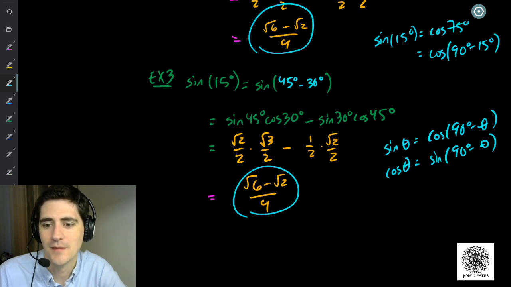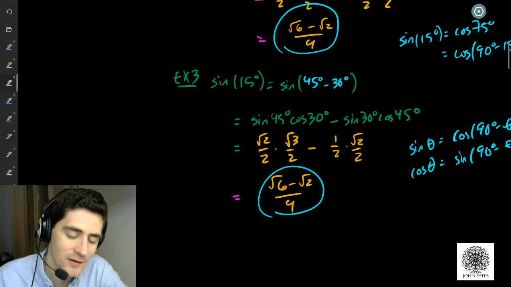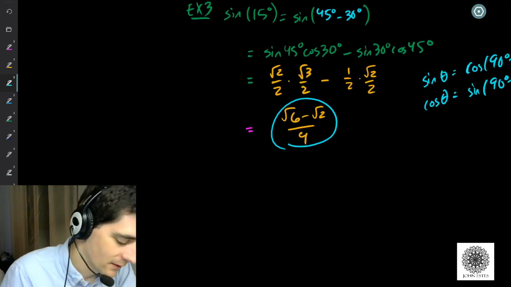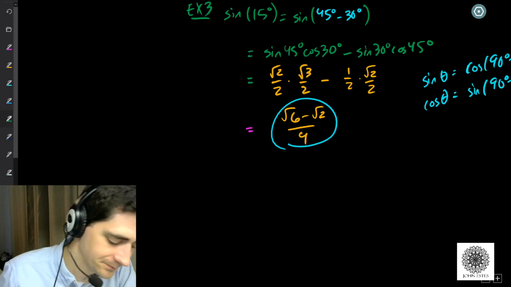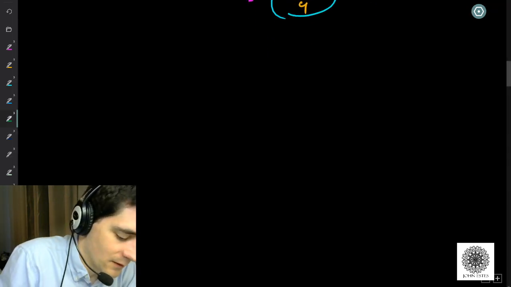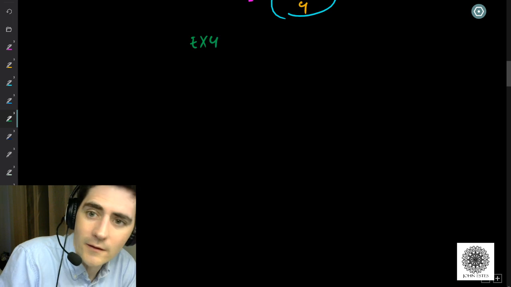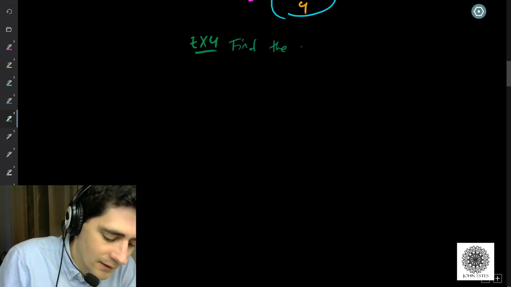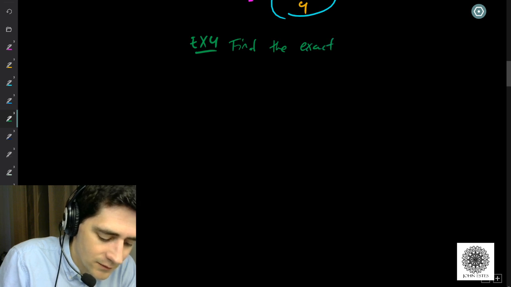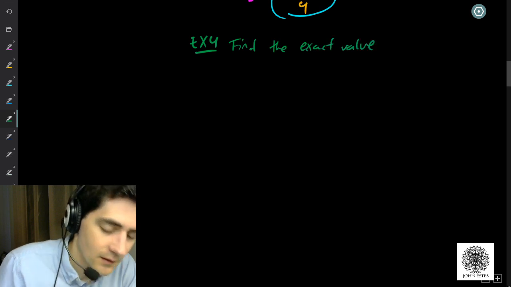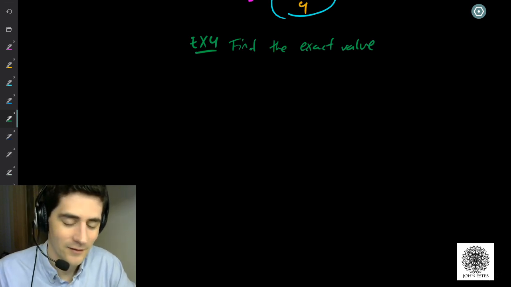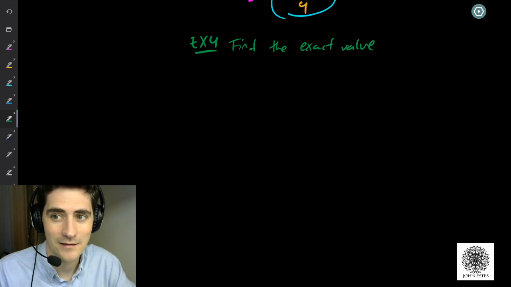Okay, now let's look at an example that deals with some inverse trig functions that we have dealt with before, but are easy to forget about. But if you do have them, you can do something like this. So this is example 4. I want to find the exact value. So when we say exact value, we mean you can't use a calculator, right? The decimal value is not exact.